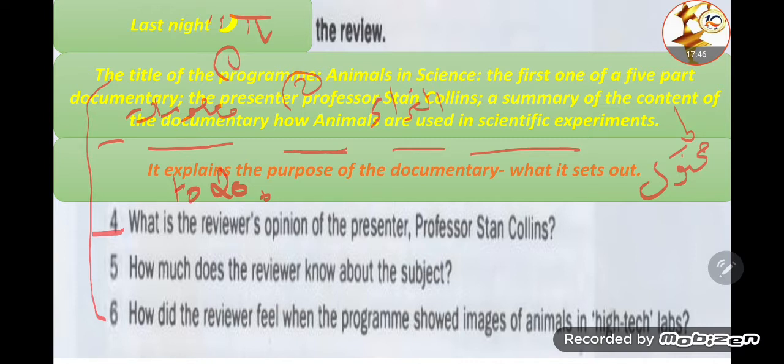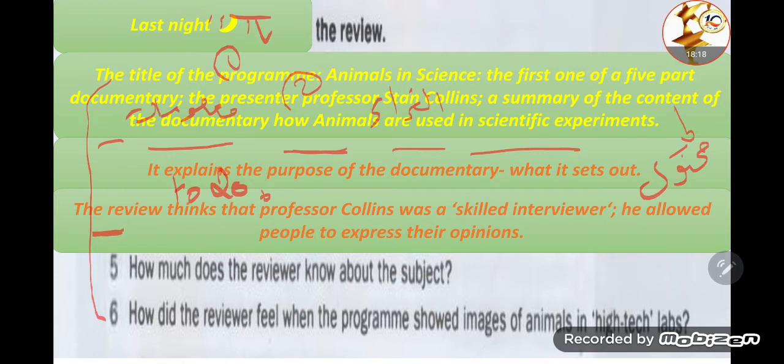Professor Stan Collins was a skilled interviewer, and the reviewer mentioned that exactly in the review. He told us he was a skilled interviewer, meaning a first-class, very capable presenter. Skilled means ماهر. He also said he allowed people to express their opinions, and did not put words in their mouths, so he did not force them to say only what he wanted to hear. So the reviewer thinks that Professor Collins was a skilled interviewer and he allowed people to express their opinions. He allowed people to what? To speak about their points of view.